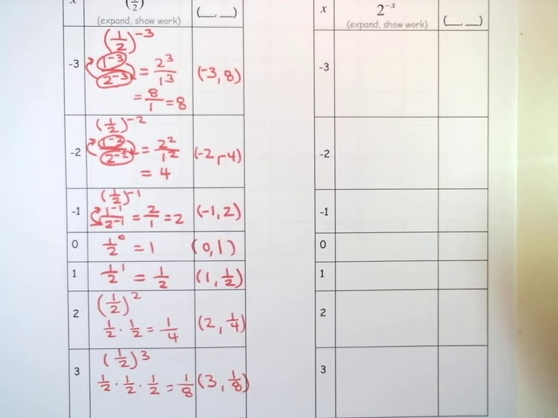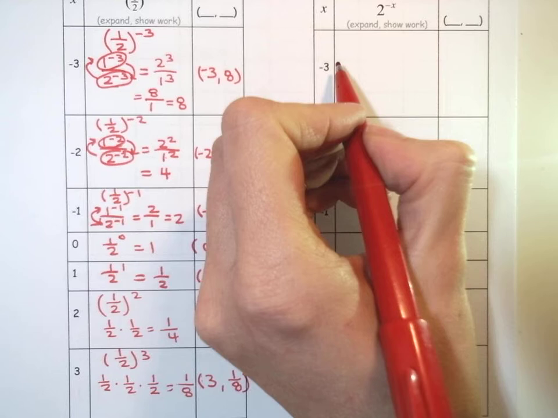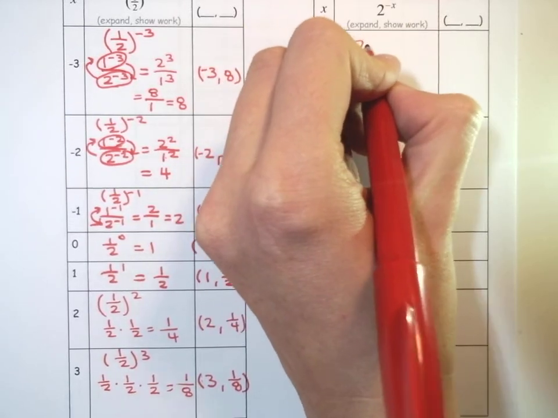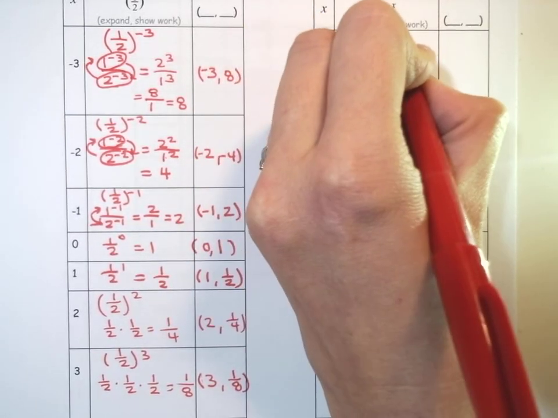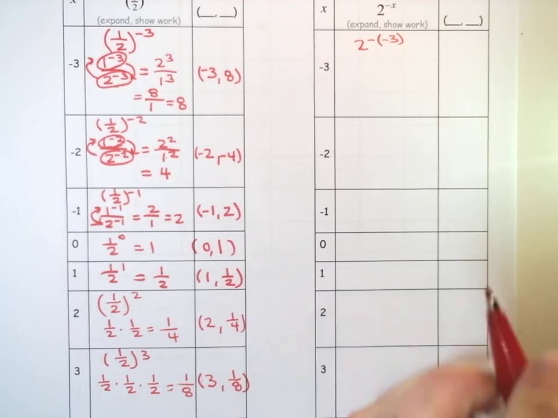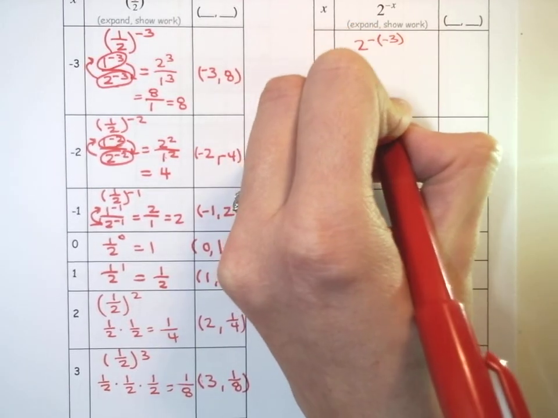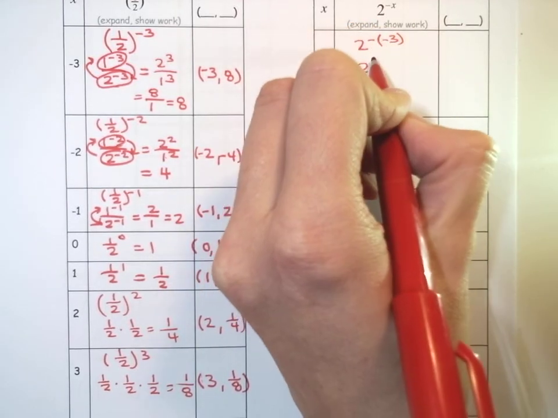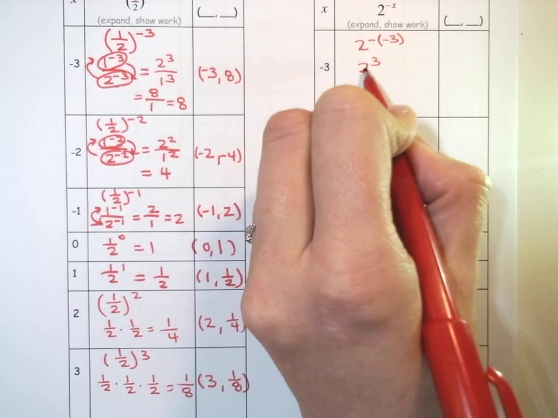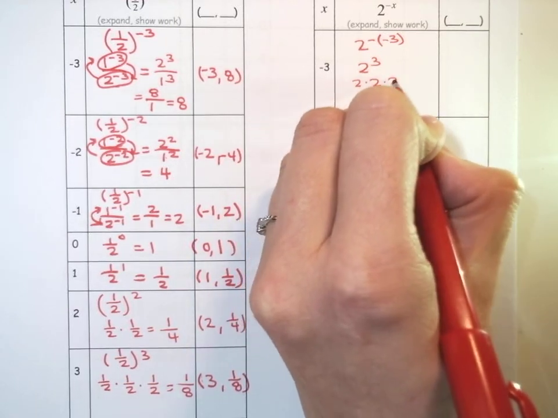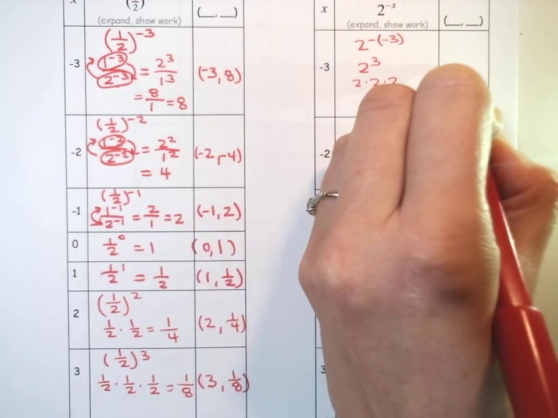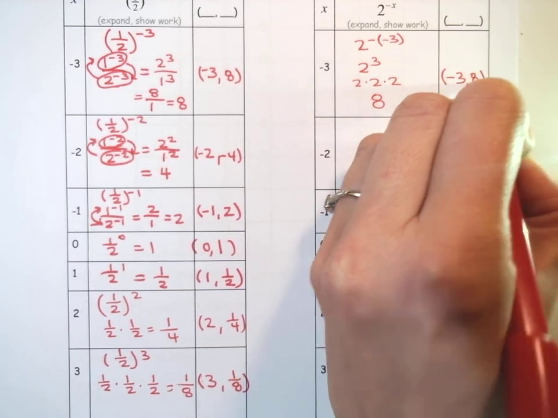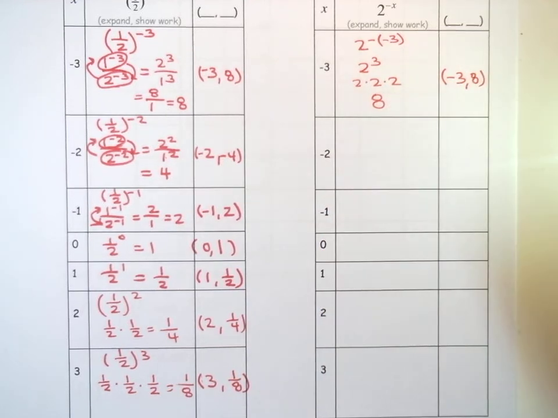Okay, and then let's do 2 to the -x. So we have 2 to the negative, x is -3. So we have to multiply those. So negative times the -3 is just +3. So 2 to the 3rd power, that's 2 times 2 times 2, that is 8. So that point is going to be -3, 8.